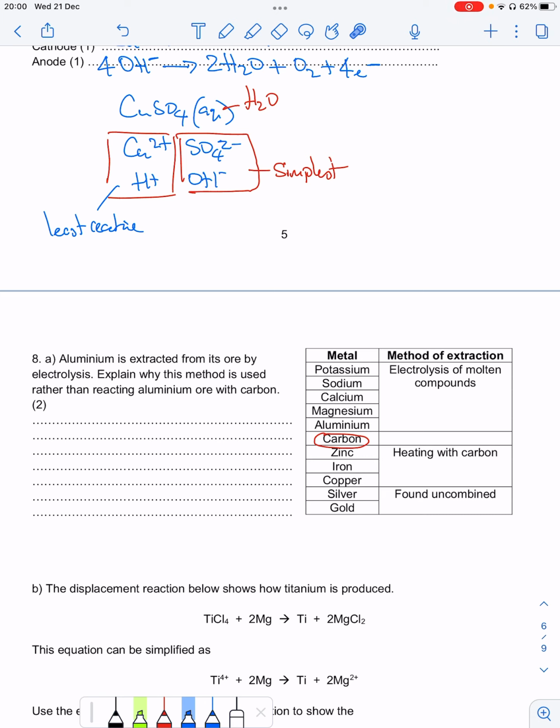So this question is picking on aluminium. Aluminium is above carbon, so I can't react it with carbon because carbon is not reactive enough. So I have to use electrolysis. And we need to just explain that in an answer.